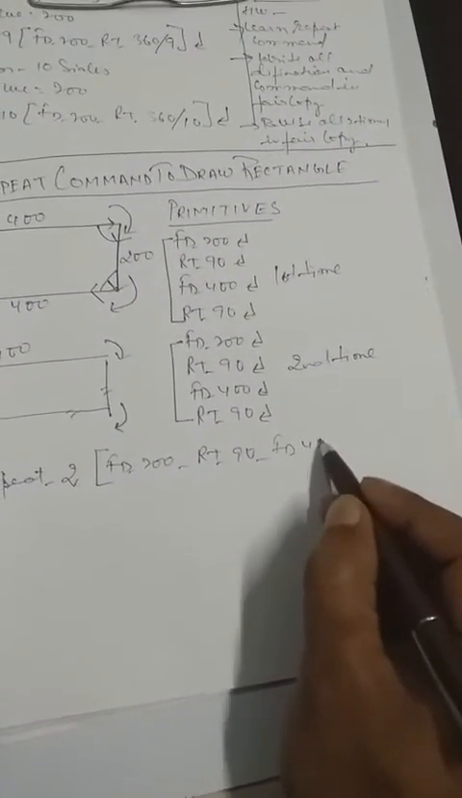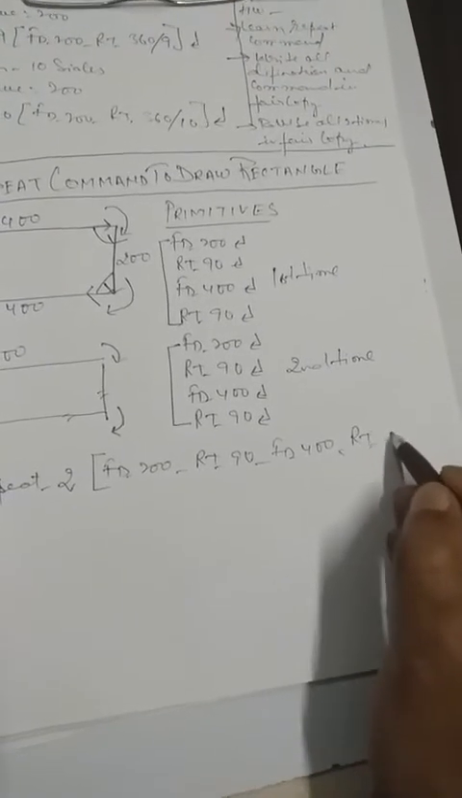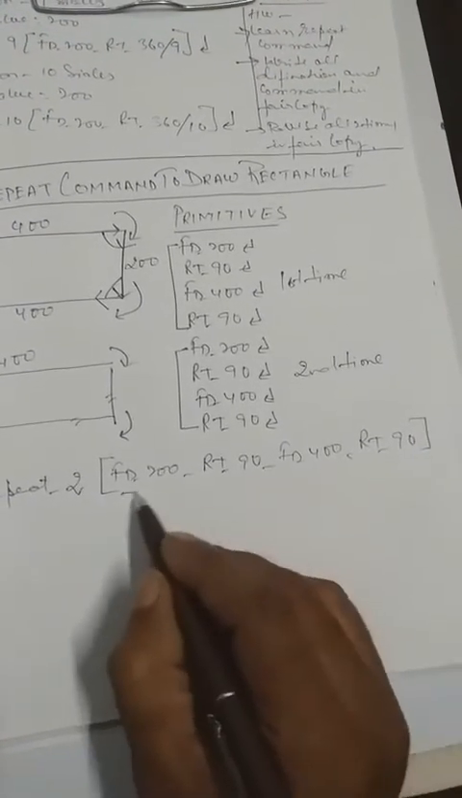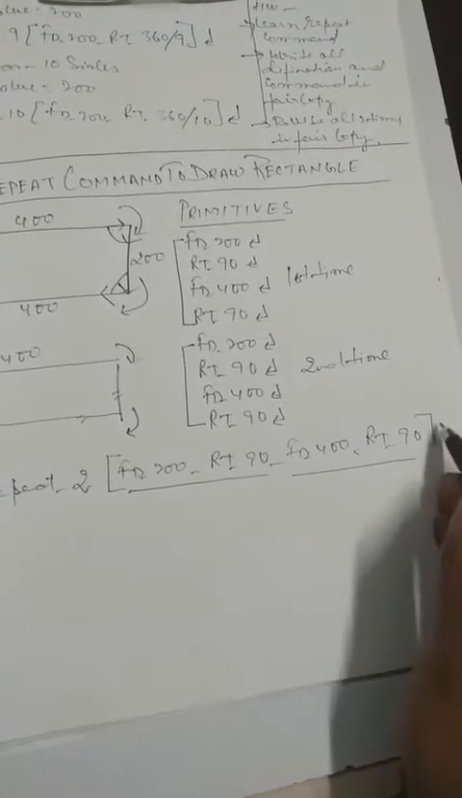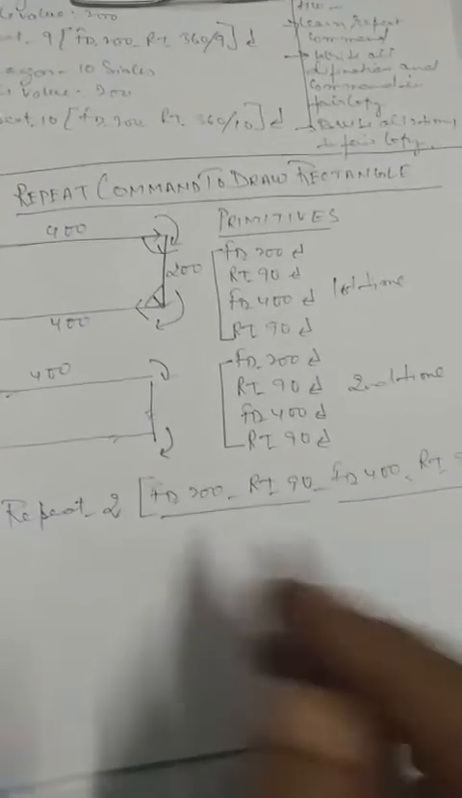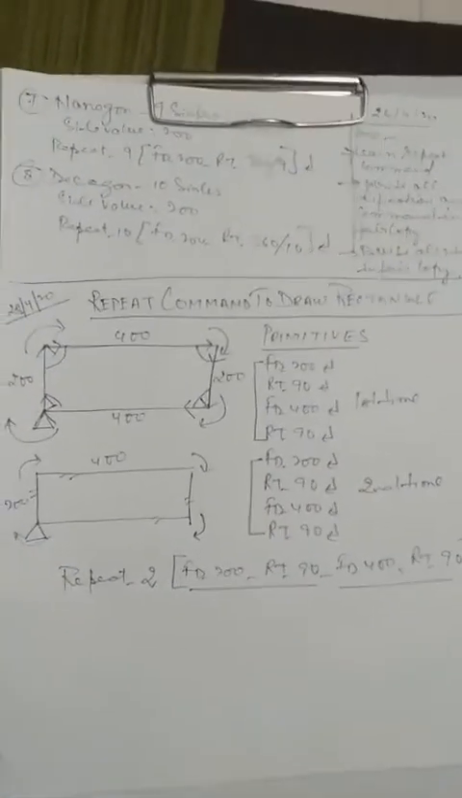So FD 400 and RT 90. You can see here FD 200 RT 90, FD 400 RT 90. Two lines, 2 times. My turtle will repeat and this figure will come. So this is the explanation of rectangle.